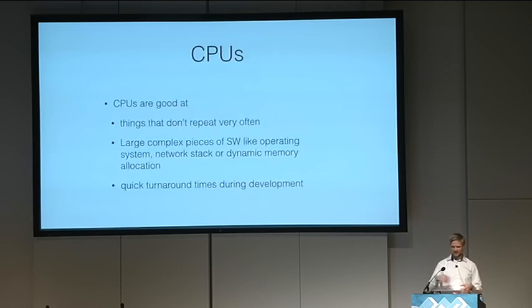And now I'm going to compare CPUs and FPGAs, or actually the combination of them. So CPUs are good at things that you do just once. If you have a large piece of code and it just runs once, then it would be a huge waste of resources to put that onto an FPGA. FPGAs are good at things that repeat very often. Large and complex, you don't want to re-implement something like an operating system on an FPGA, even though I would really appreciate seeing that.